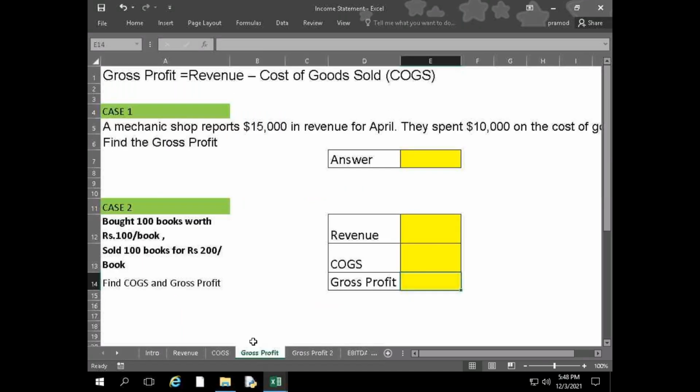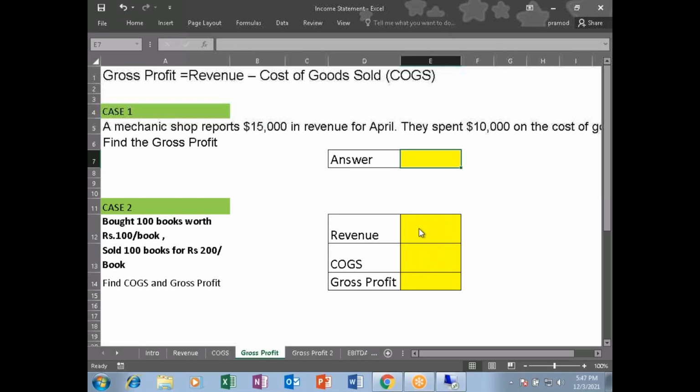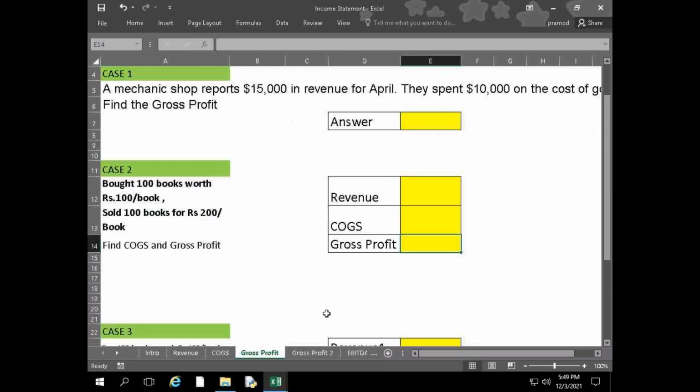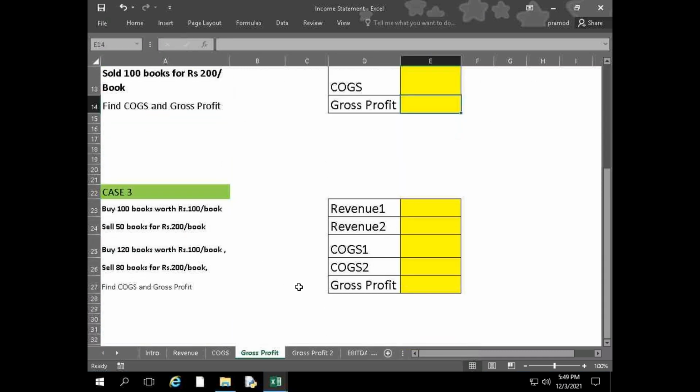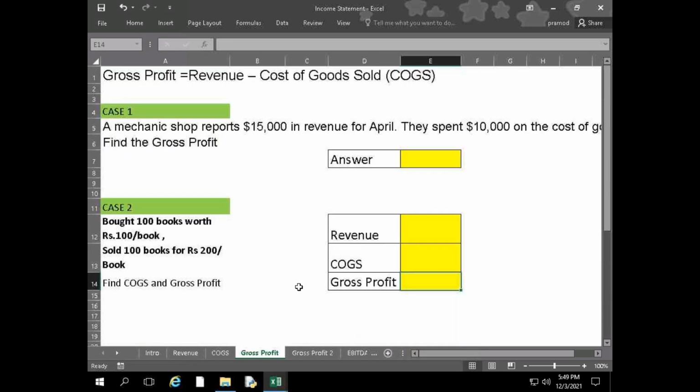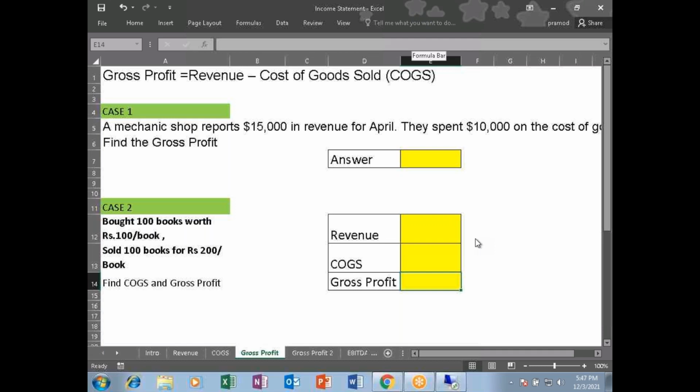Next is gross profit. So find out the gross profit here. So here you will find out revenue, COGS, and the gross profit in case 2. And you have the next case 3 also. You have to do this one. Sir, first answer 5,000, sir.